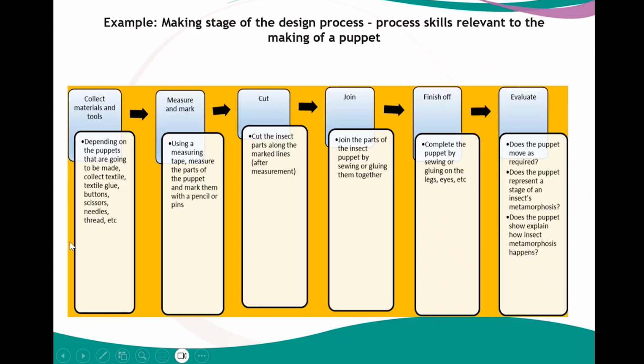Okay, so when we're looking at the making stage of the design process, it's also important that process skills relevant to the making of, for example, a puppet are followed. We're trying to teach our young learners to first get all the materials and tools together, then measure and mark, then cut, then join, then finish off, and then evaluate. Does the puppet actually move as required? Does the puppet represent the stage, if the theme is insect metamorphosis? After they do the puppet show, does it actually explain how insect metamorphosis happens?